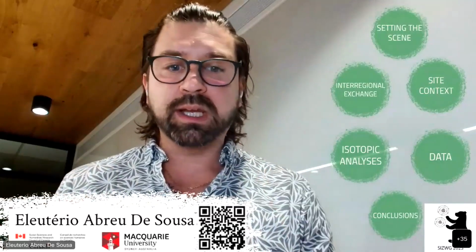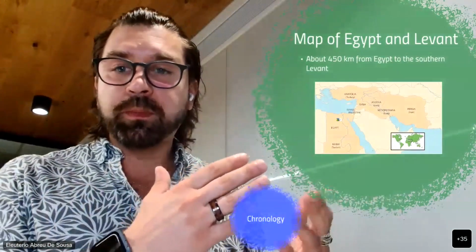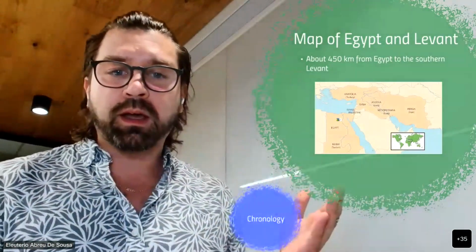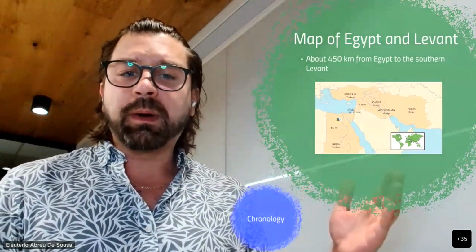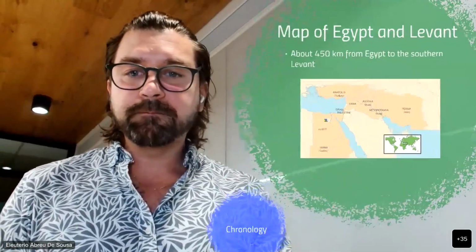Across the early Bronze Age landscape. Now, here we have, for those of you that aren't familiar with Egypt and the Levant, a map of Egypt and the Levant. It's about 450 kilometers from Egypt into the southern Levant.